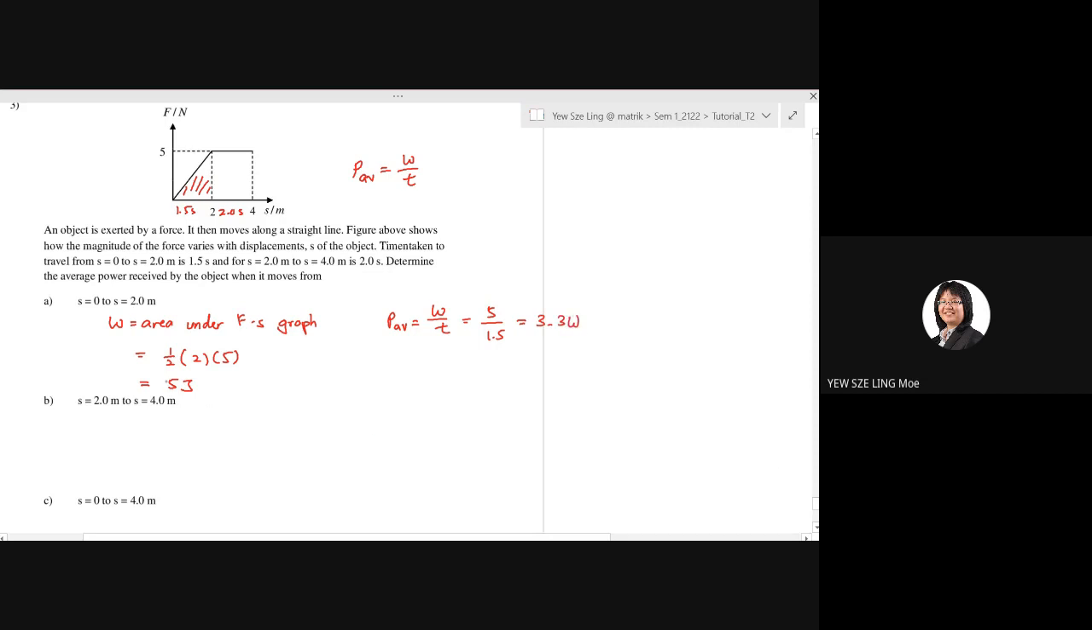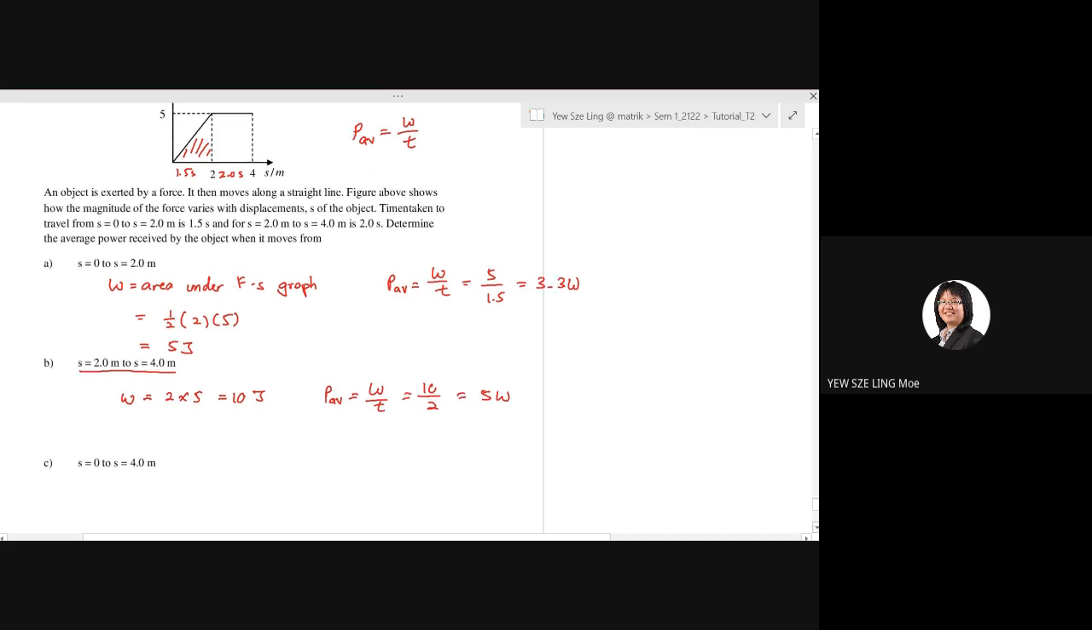So the second question, basically you just repeat the same thing, but now you're looking at the displacement from 2 to 4, which is the rectangle. So W equals 2 times 5, which is equal to 10 joule. Therefore, P average is equal to W over T equals 10 divided by 2, because from 2 meter until 4 meter is 2 seconds. So it is equal to 5 watt.